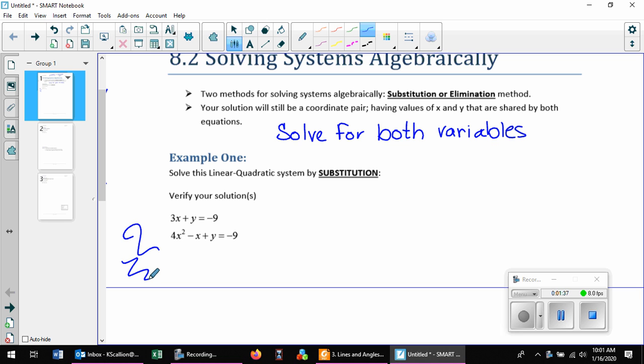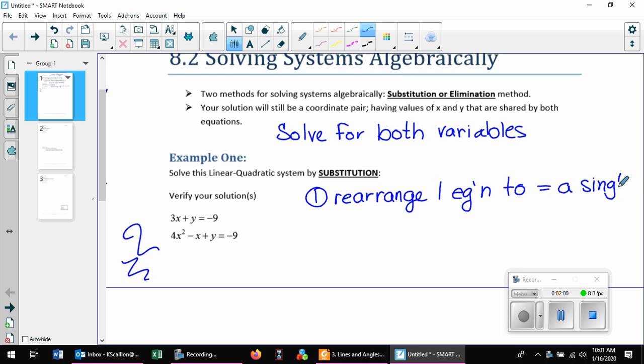Okay, so substitution is exactly what it sounds like. We're going to take one equation and we're going to substitute it into the other one. So we're going to put it inside. So you're going to have to rearrange one of the equations to a single variable. So step 1. So do the one that makes the most sense. It doesn't matter which one it is, but it has to be one of them.